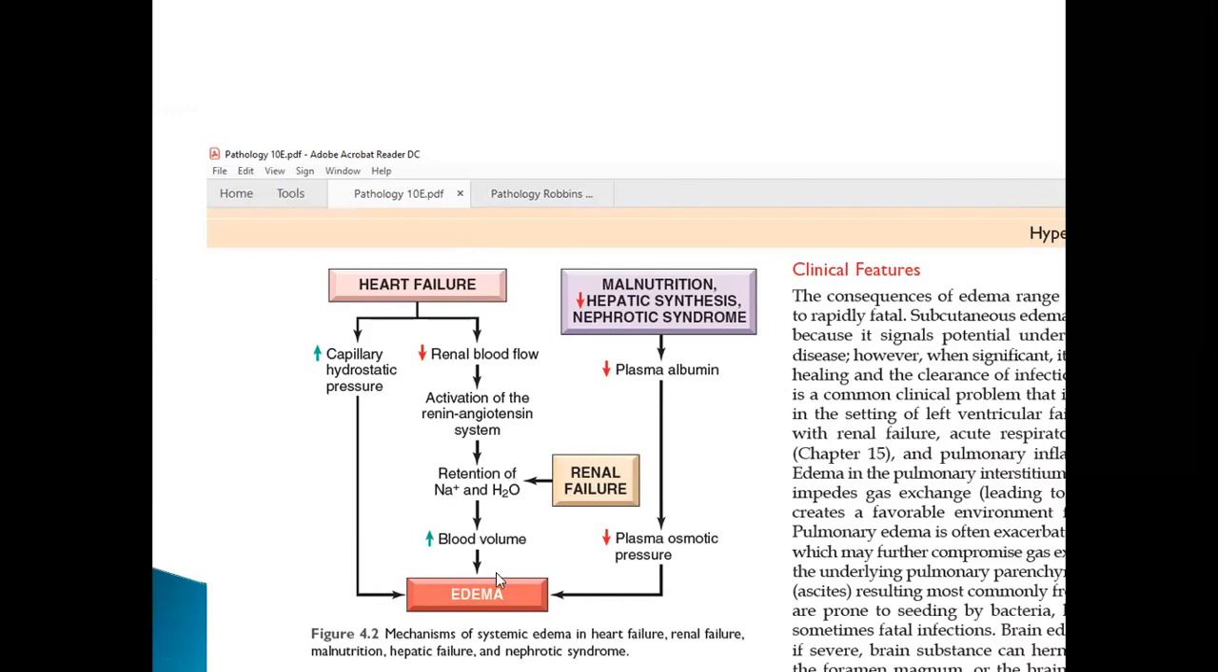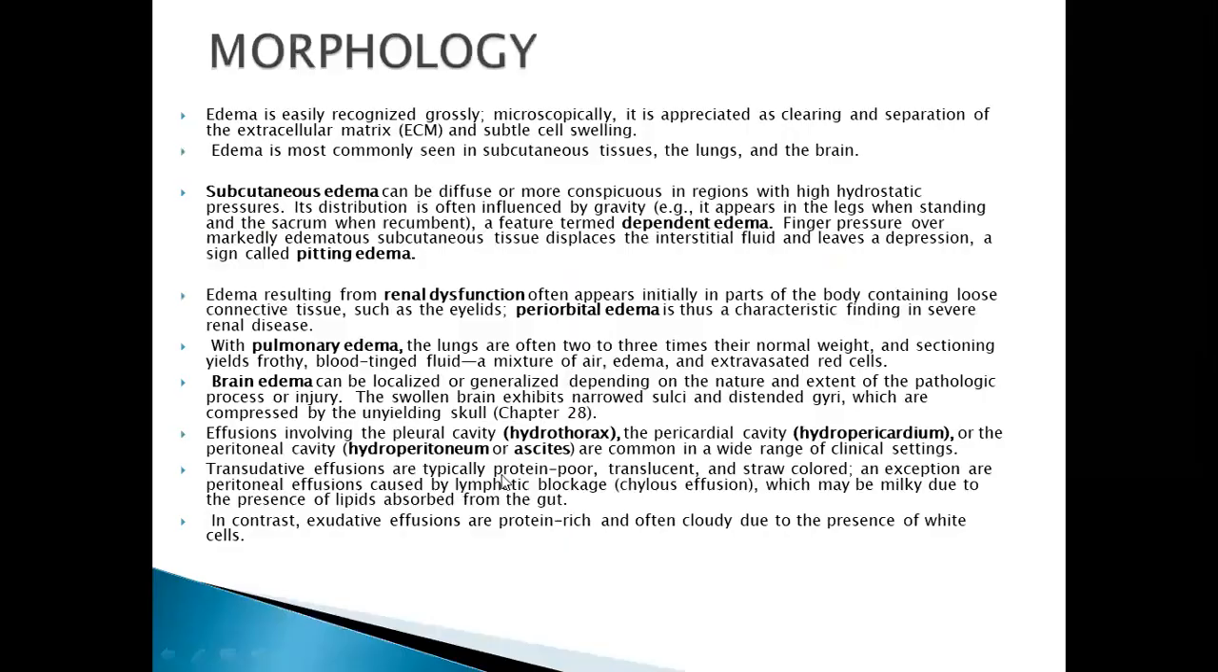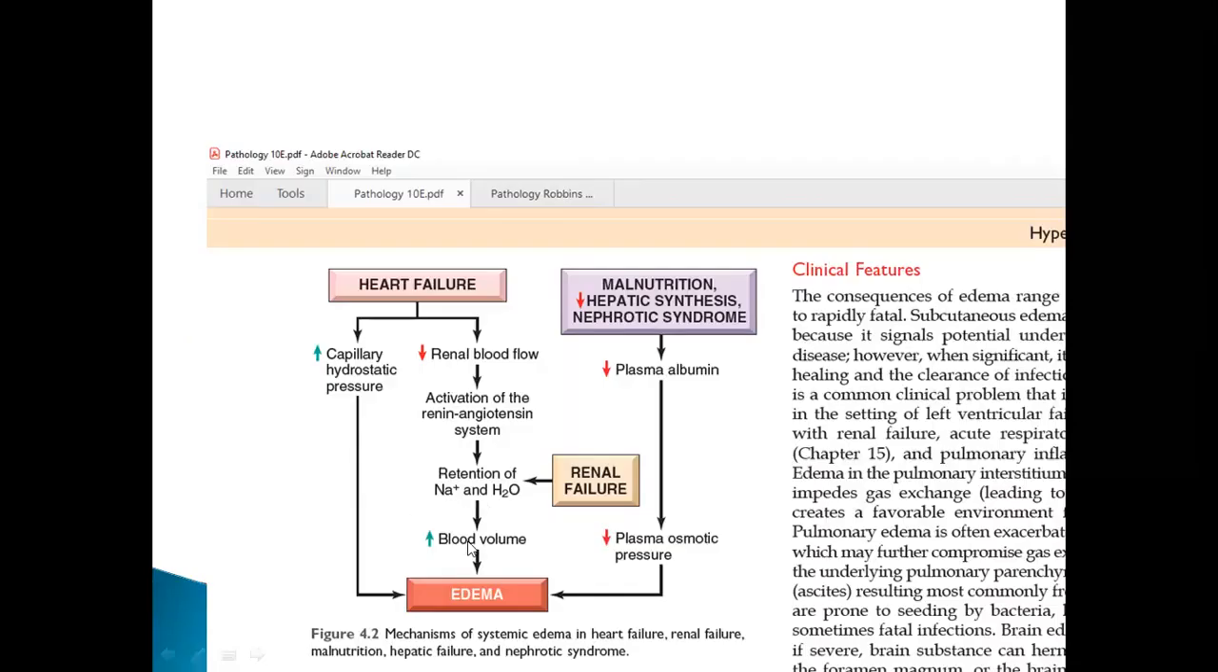Mechanism of edema in heart failure, renal failure, malnutrition, hepatic failure, and nephrotic syndrome. What is the mechanism of edema? In heart failure, there will be increased hydrostatic pressure, which leads to edema. There will be a decrease in renal blood flow, which leads to activation of the renin-angiotensin system, which causes retention of salt and water, which increases blood volume and causes edema.